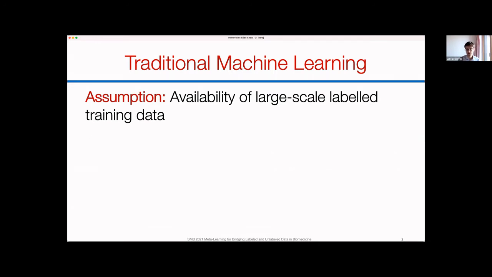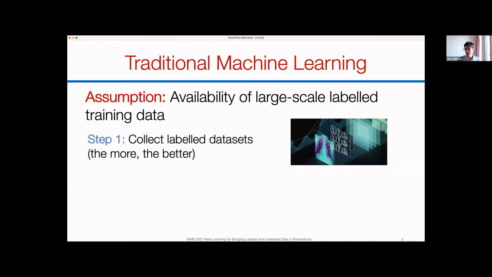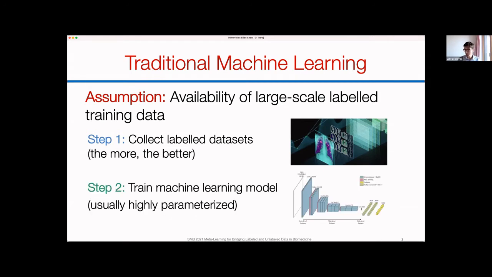So traditionally in machine learning, the assumption is that there is availability of large-scale labeled training data. The steps and how we think of the machine learning process is that first we collect a labeled data set. It means we collect a set of, let's say, images together with their labels, and this is the first step in the machine learning process. And now that we have a set of inputs and a set of outputs, so a set of images and a set of their labels, we then train a complex machine learning model. Today, those models are mainly deep neural networks with a large number of parameters to basically take the input and predict the output. And this is a standard supervised machine learning paradigm.